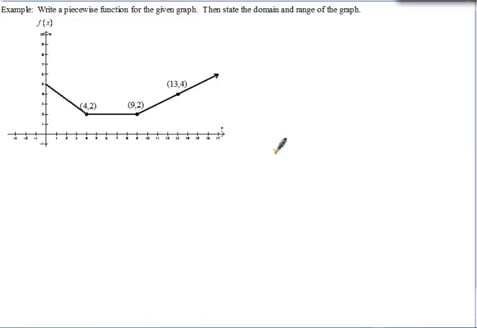These are the notes for AP Calculus on the topic of piecewise functions. So the example says, write a piecewise function for the given graph, and then state the domain and range of the graph.